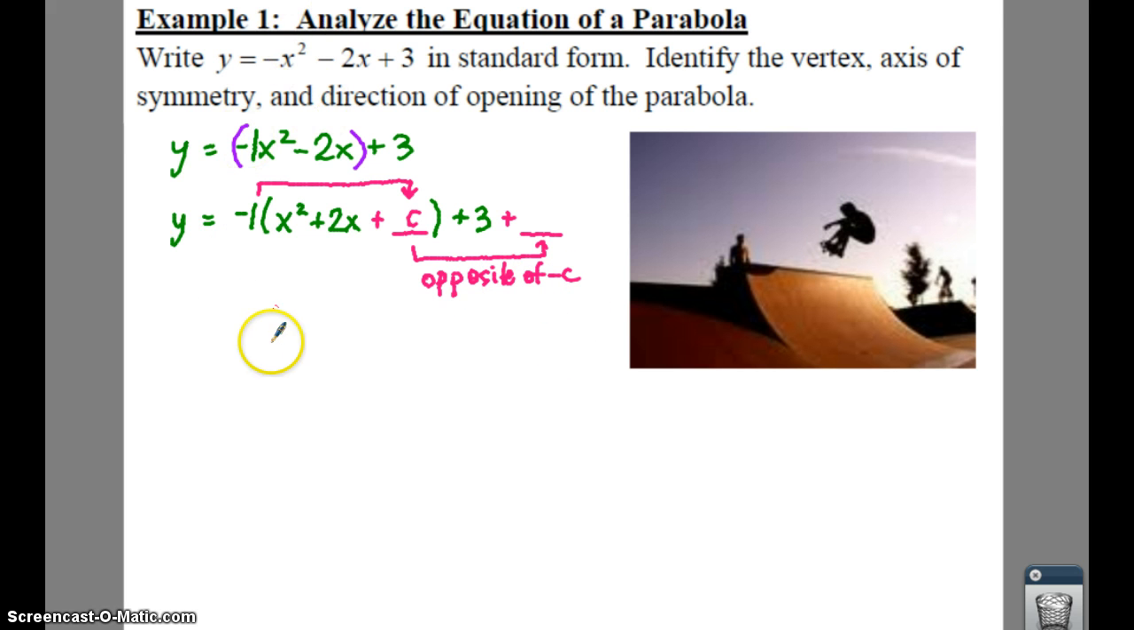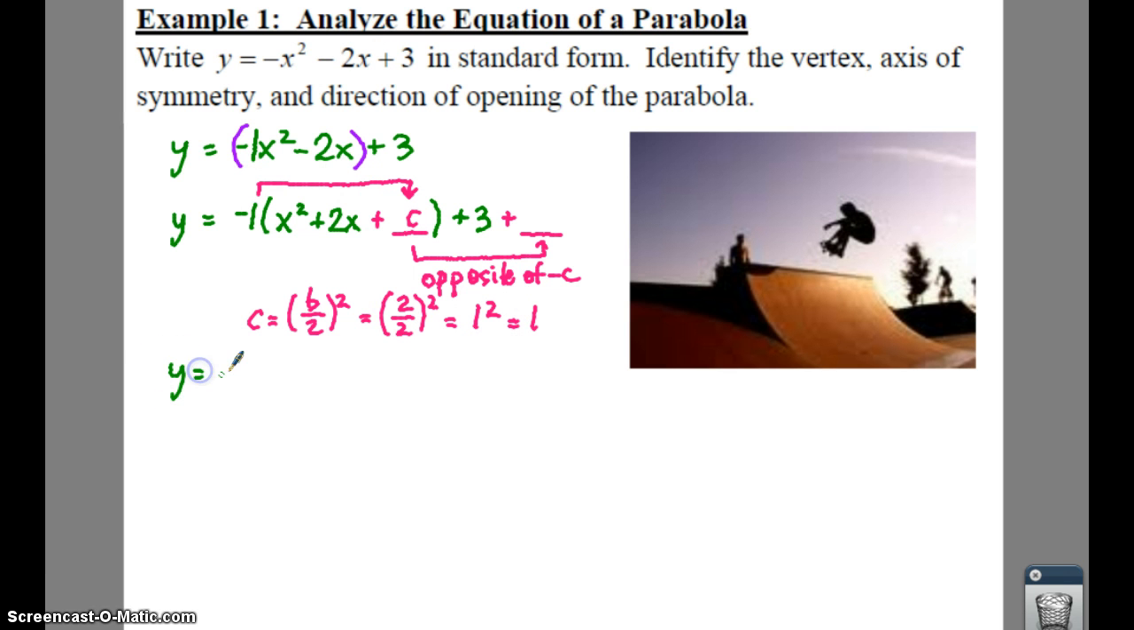So in order to find out what c is, let's say c is b divided by 2, and you square that. So your b is a 2. So we're going to divide that by 2, and we're going to square that. So 2 divided by 2 is a 1. 1 squared gives us a 1. So our c value is a 1. So let's rewrite our equation.